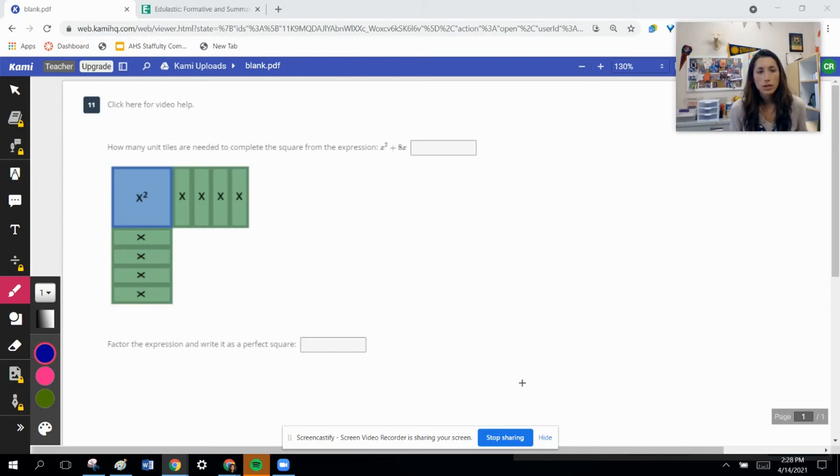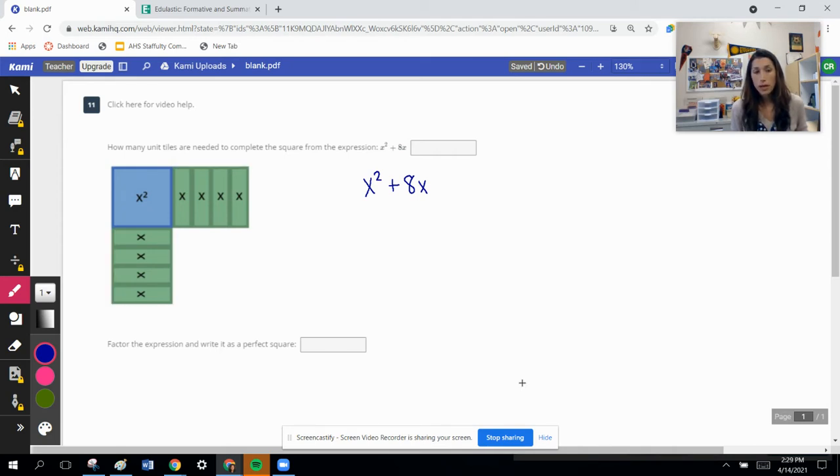Okay, so here we are trying to figure out how many unit tiles will go in this missing space to complete the square. First I wanted to give you a visual. We have x squared plus 8x, and we took those 8x's and split them in half. Remember? 8 divided by 2 is 4. So that's why we got 4 and 4.